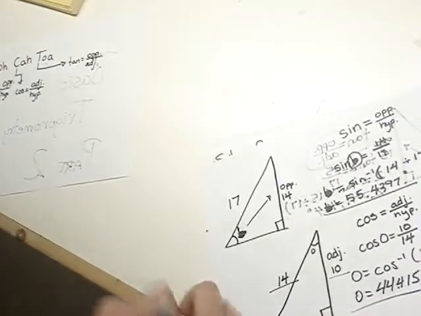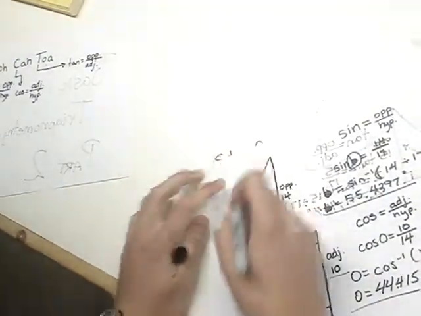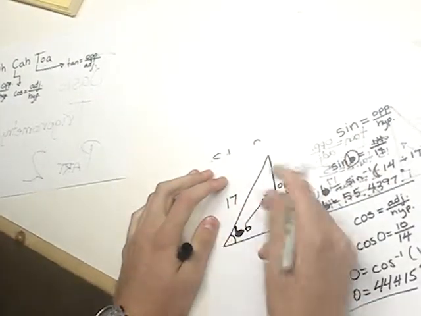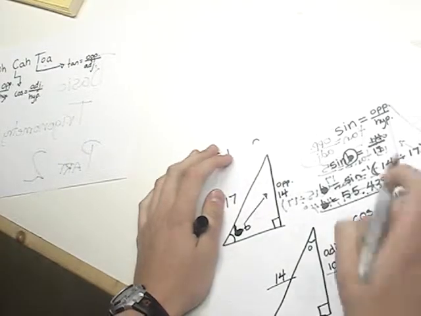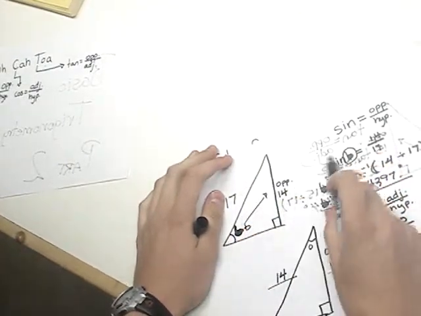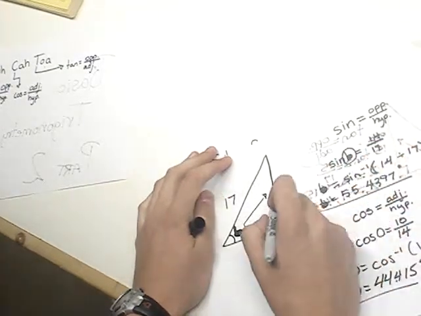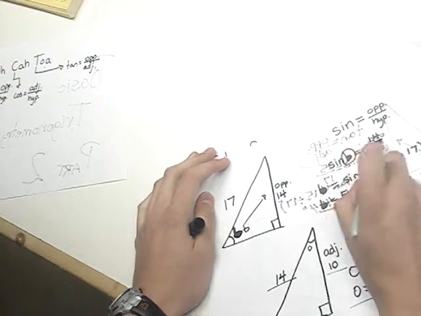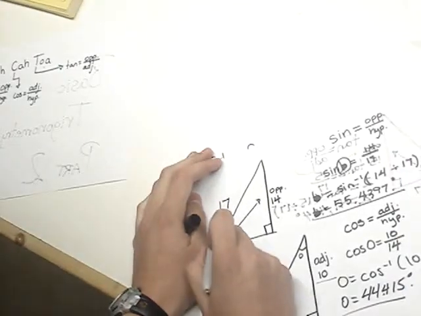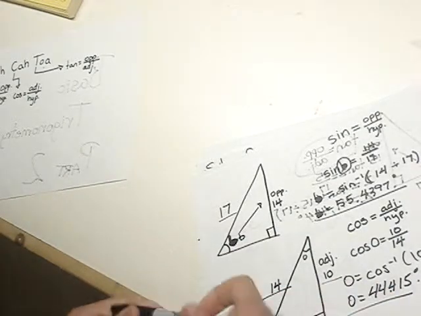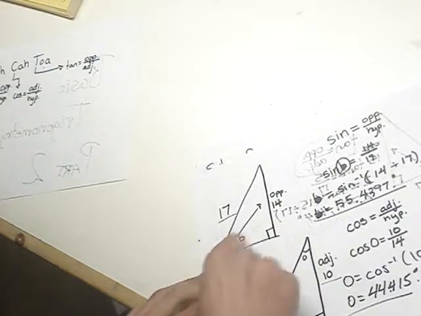So, if we look here, we have this B that's colored in. I just decided to do it that way. We could make it a regular B. Anyway, sine of this colored in B equals opposite, which is 14, over hypotenuse, which we just wrote as 17 here. And so, how do we find the degree for this colored in B?